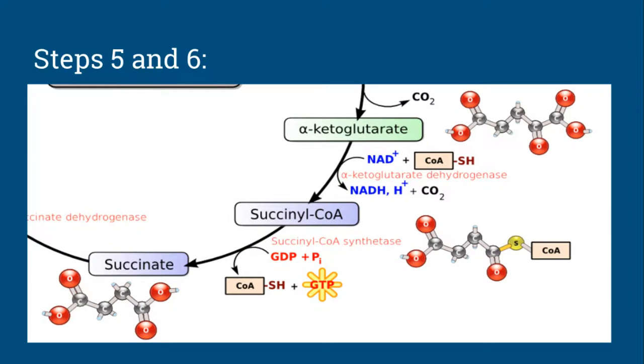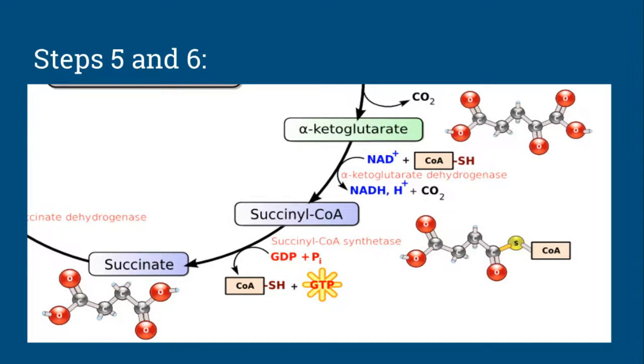The enzyme alpha-ketoglutarate dehydrogenase then converts alpha-ketoglutarate to succinyl-CoA, a 4-carbon molecule. An input of NAD plus is required for this step, and the process produces 1 molecule of NADH and CO2, as well as a hydrogen ion. This CO2 molecule is where the 5th carbon goes, making succinyl-CoA a 4-carbon molecule.